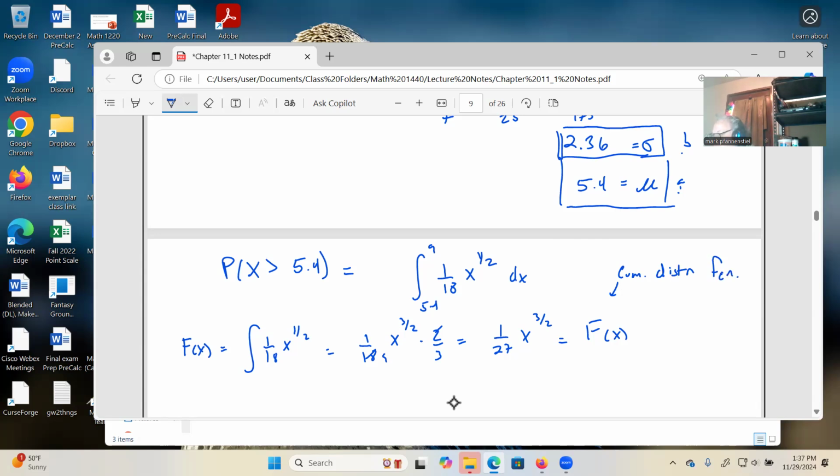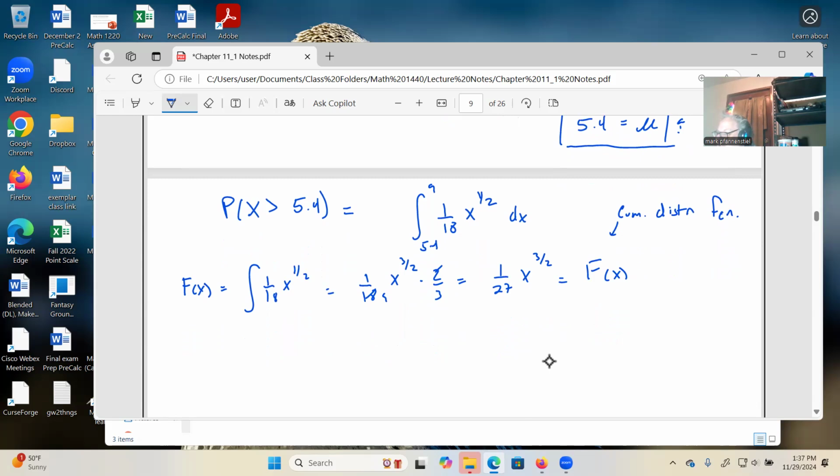Okay, the density function we haven't integrated yet. The cumulative distribution, we have now integrated it. And in order to figure out probabilities here, I'm going to say capital F of 9 minus capital F of 5.4. And that's going to be the probability that x is greater than 5.4. Okay, so when I typed in 9 here, I got a 1. Okay. And then I typed in 5.4. I got 0.4648 to 4 decimal places.